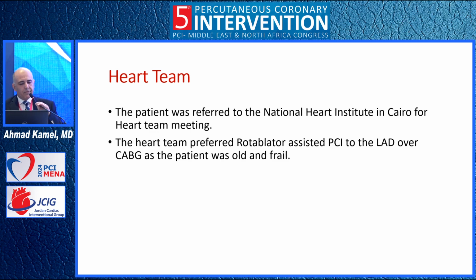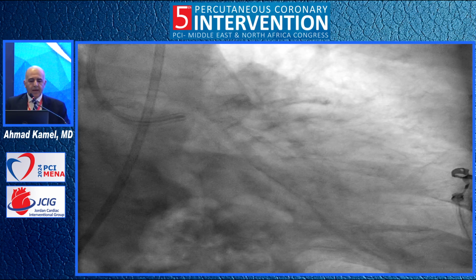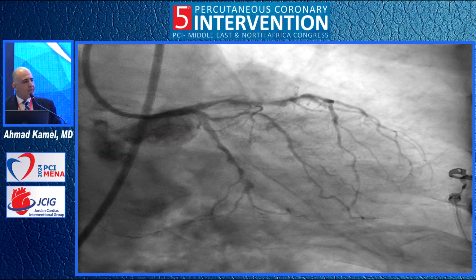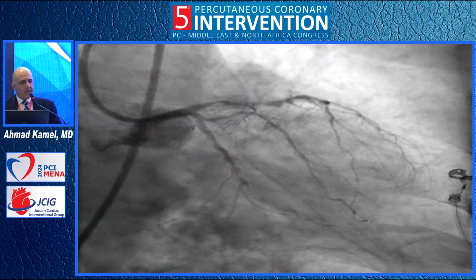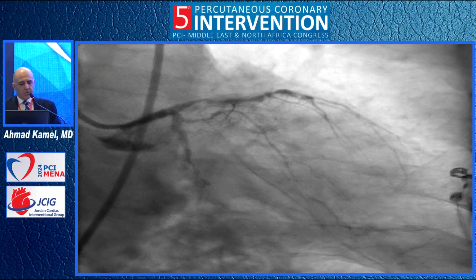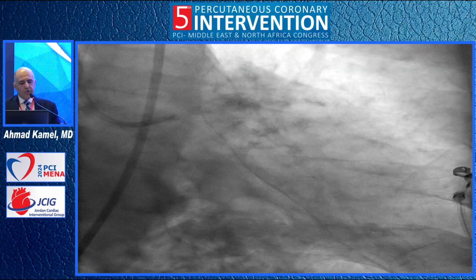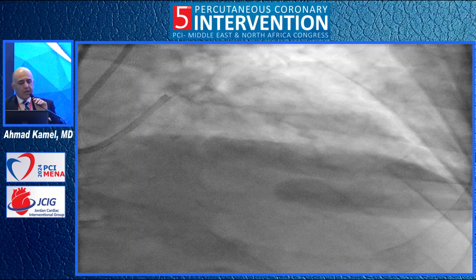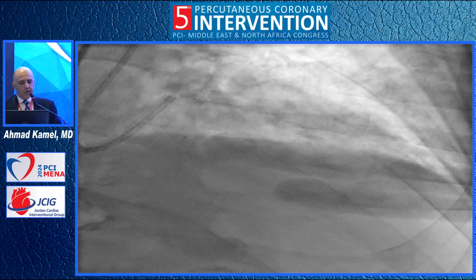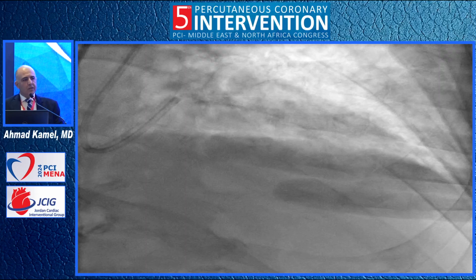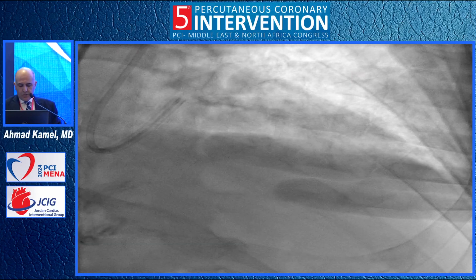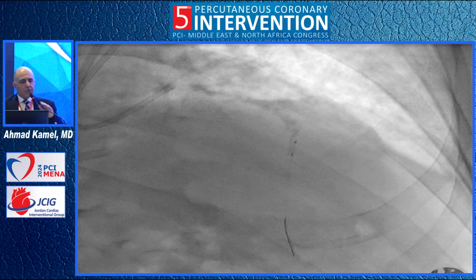The heart team opted for PCI with rotablation, as the patient was old and frail. So this was his angio. As you can appreciate, severe calcification in the proximal LAD with very tight proximal stenosis. And as you can appreciate, the distal targets of the LAD are very poor for surgery. So this was the heart team decision, PCI with rotablation.